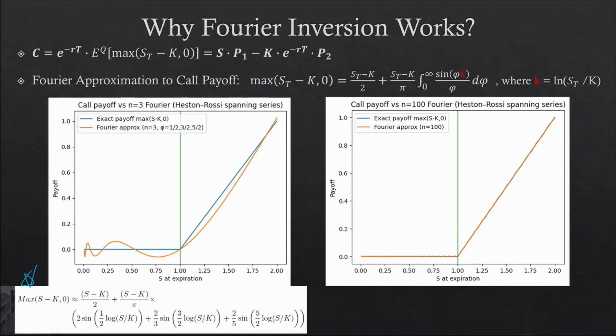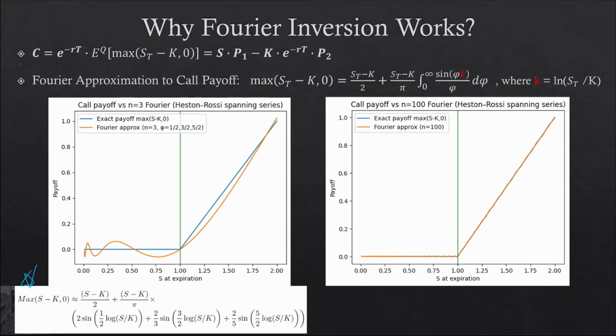Now let's see what happens if we include more frequencies. Let's say 100 frequencies. And that's exactly what I have on the second graph on the screen. As you can see here, the Fourier approximation lies almost exactly on the blue line. You can even see the blue hockey stick on this second graph.